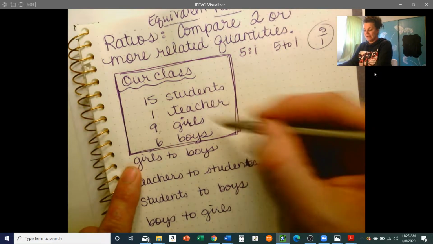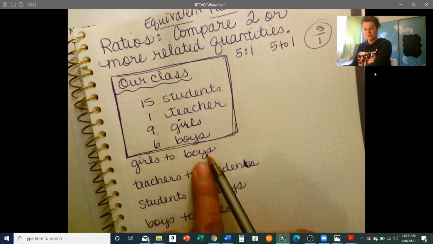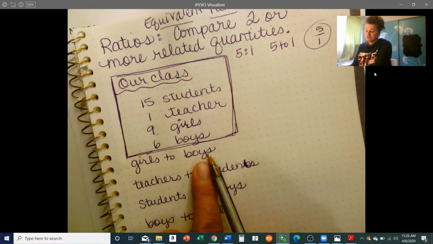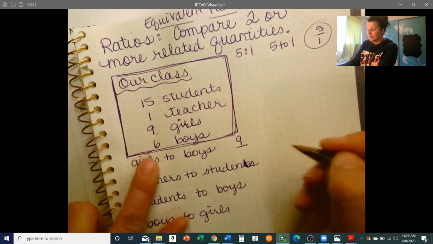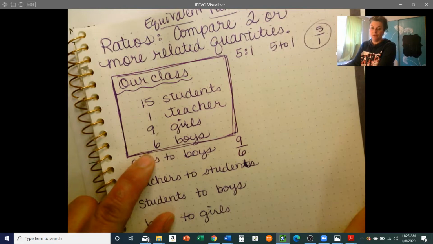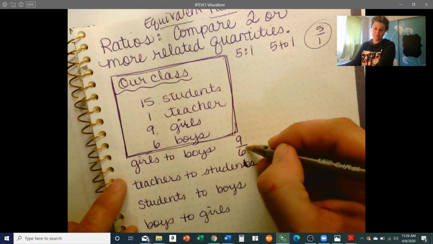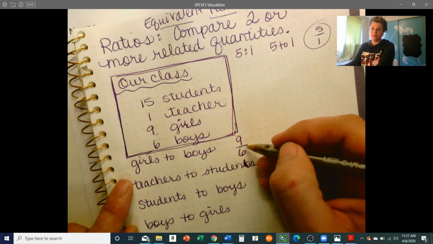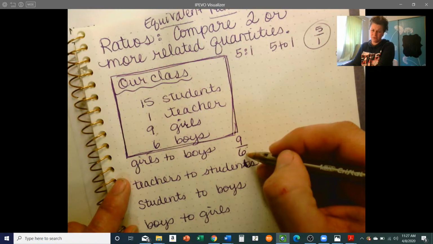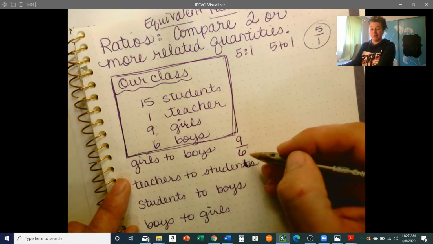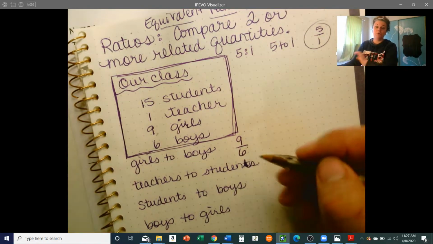So if I take this data and I want to write these ratios, I want to do the ratio of girls in class to boys in the class. Well, there are 9 girls and there are 6 boys. So that's a ratio of girls to boys. It's not a fraction, because in a fraction, we would want that denominator to be the amount of people in the class, probably. So it's not exactly the same, but you treat it the same.